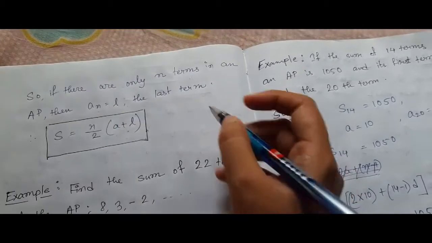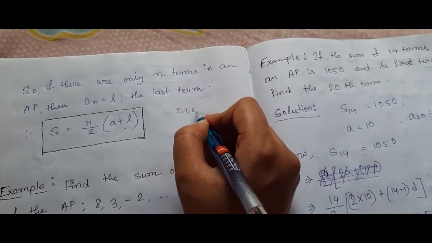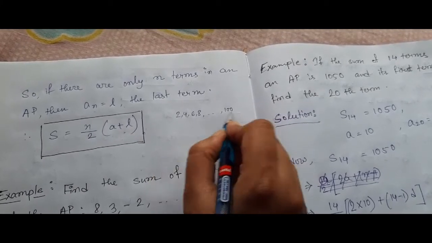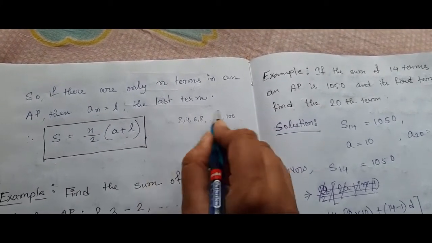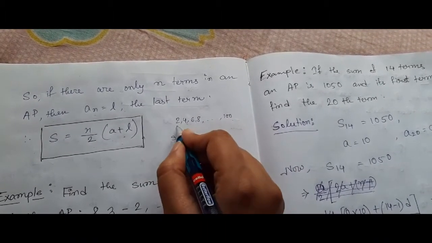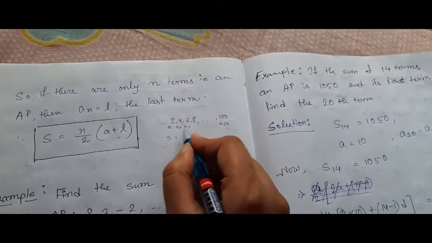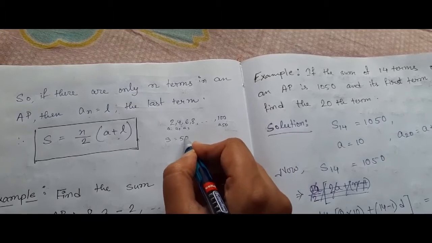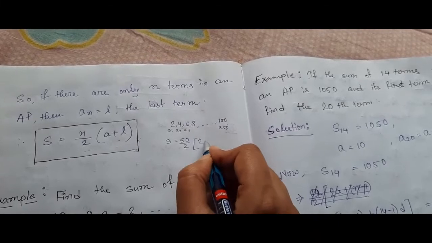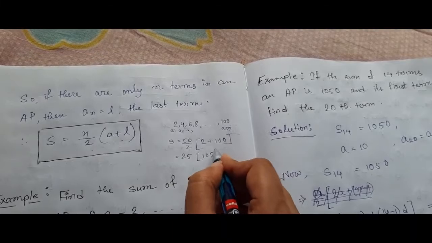Now suppose I am considering a general AP 2, 4, 6, 8, the AP of even numbers, and I am considering the last number as 100. Now what will be the sum of this AP? Now S will be, how many terms are there? 2 is A1, this is A2, this is A3, that means this has to be A50, that means 50 terms are there. So you can write 50 by 2, in place of n by 2. The first term is 2 and the last term is 100. That means 25 into 102.